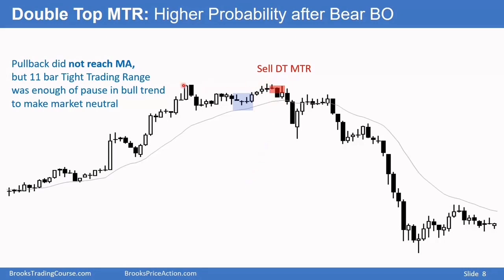We got a double top, major trend reversal. I don't know if it's perfect. I don't know if it's a little bit above, a little bit below. Let's call it a double top, a reasonable sell. However, you have to be suspicious.